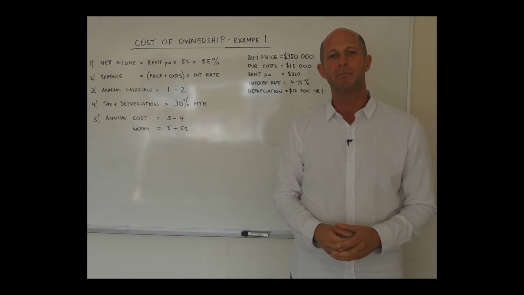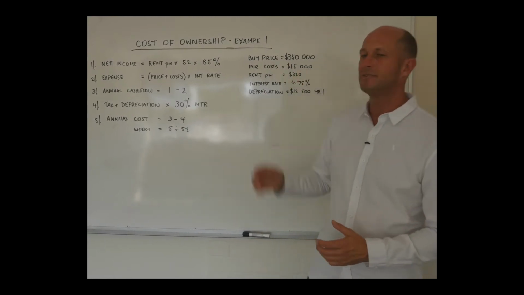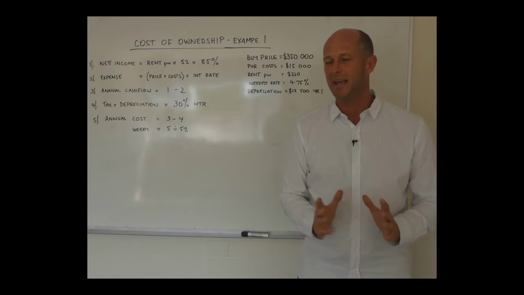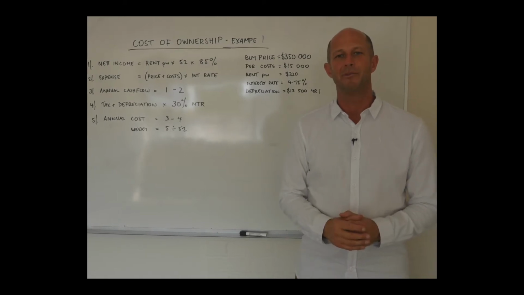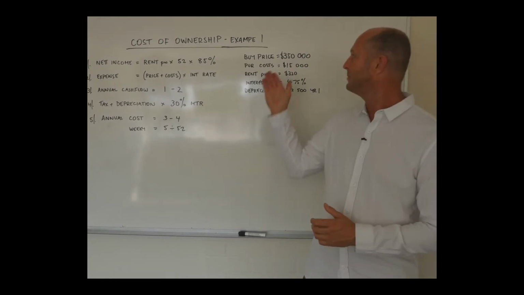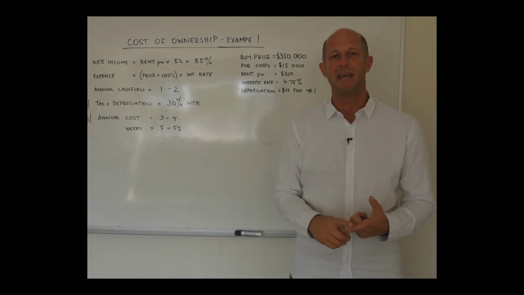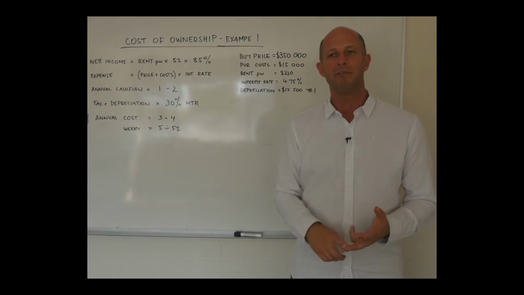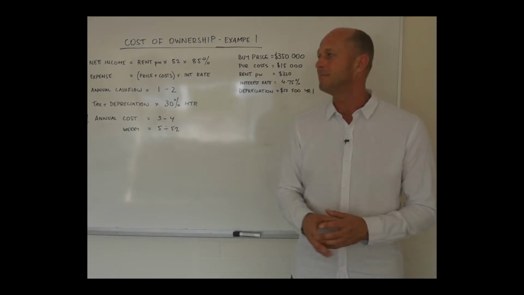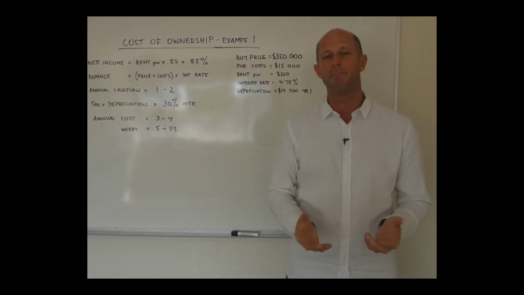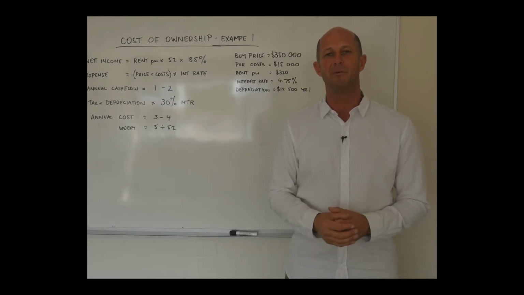Here's a live example. So here we have a buy price of $350,000, and yes people, there are properties available at $350,000. The second one is purchase costs on that, which is $15,000, and that's for stamp duty, legals, government fees, all those sorts of things. The next thing is rent per week on that property, which should be around about $320 a week.